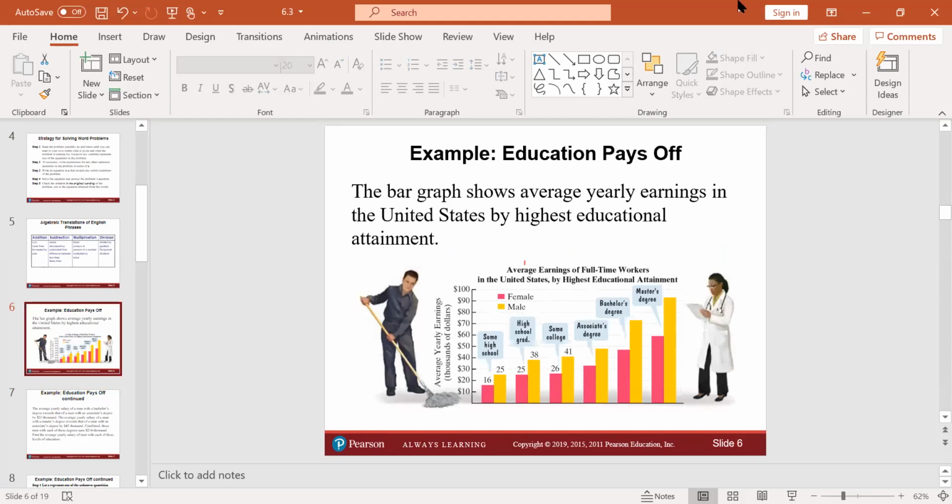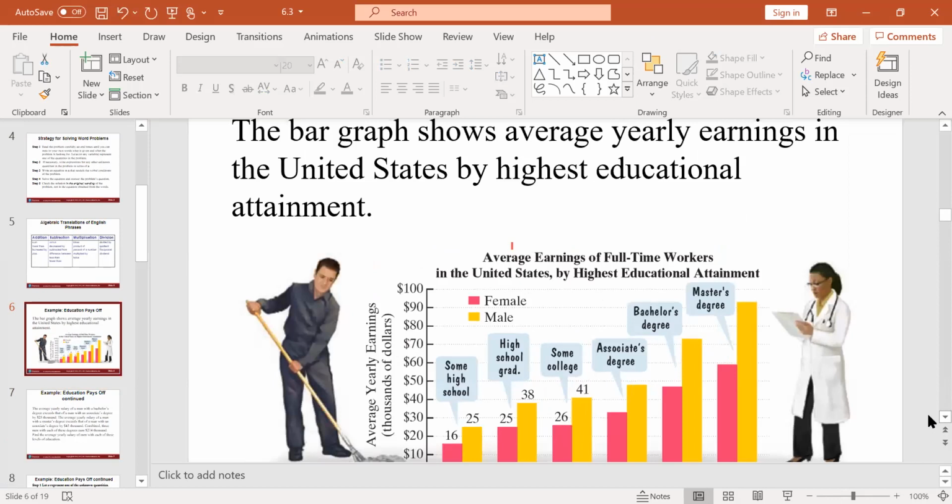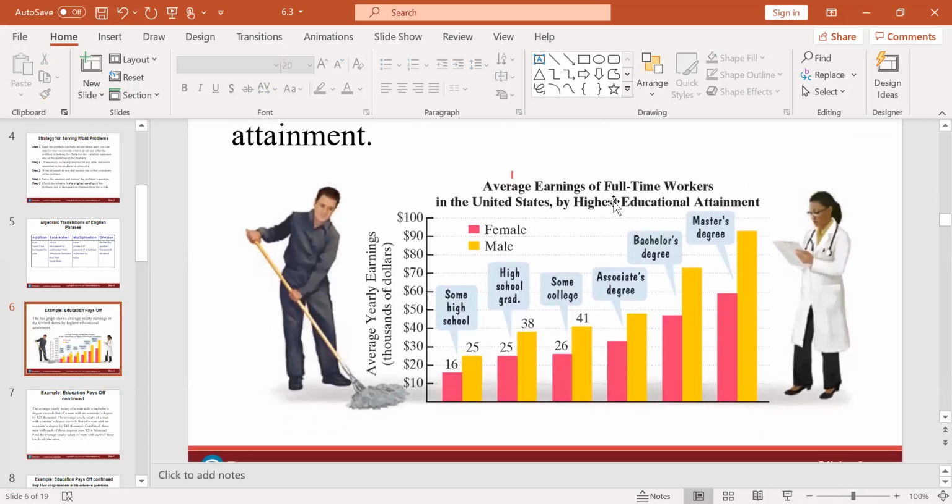Okay, we have a cute little one here. So they say education pays off. So this shows the average earnings of full-time workers in the United States, according to their highest educational attainment. Here there are 2 bars, for male and female. For those who have some high school and are working full-time, the average female makes $16,000 a year. The average male makes $25,000 a year.